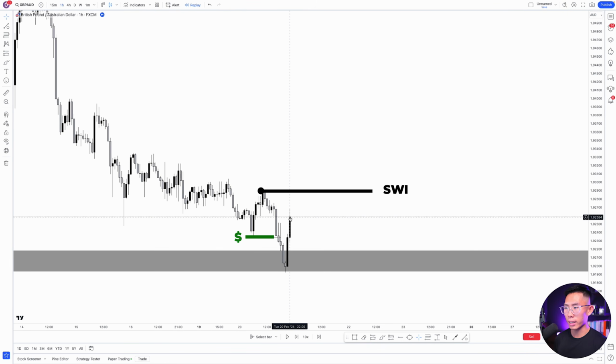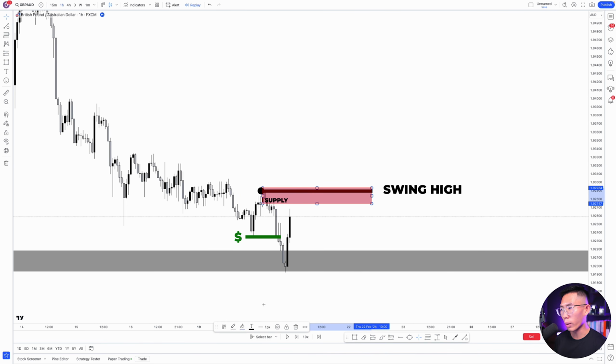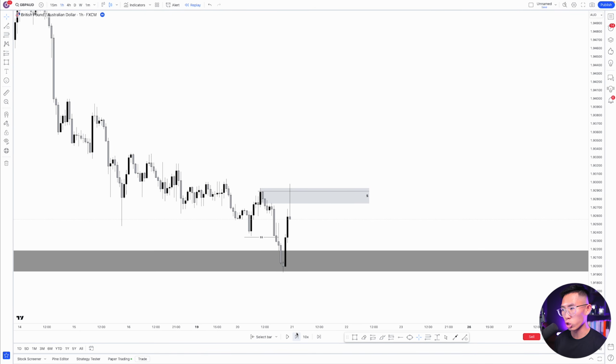And at this point of time, like I said, I want to mark up my market structure, my swing lows and my swing highs. So this is the last swing high right here, or the last lower high. There is also a supply zone right here that caused price to move down to this demand zone. So at this point of time, we want to see whether this supply zone does its job or not, right?